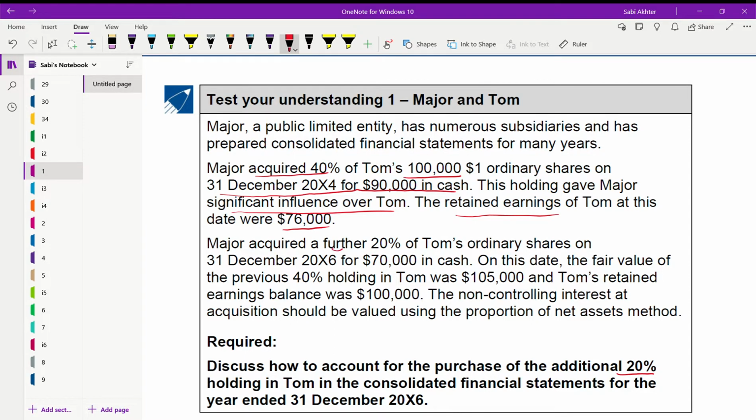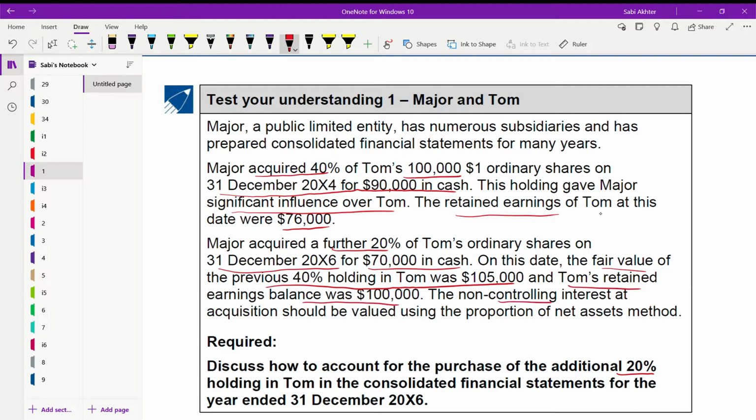Major acquired a further 20% on 31st December 2006. That is after 2 years, for 70,000 in cash. On this date, the fair value of the previous 40% in Tom was 105,000. Remember, when you are doing step acquisition, they will give you the fair value of the previous holding. And Tom's retained earnings balance was 100,000.